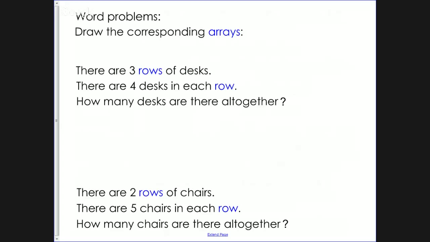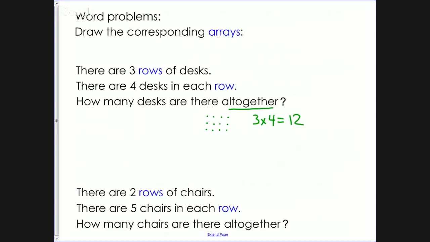So now we're going to look at some word problems and see if we can come up with the arrays to help us solve the word problems. There are 3 rows of desks. There are 4 desks in each row. So we'll do our 3 rows of desks, 4 desks in each row. That's the array that we have to help us solve that. How many desks are there altogether? So let's look at the multiplication statement that would go with that, which is 3 times 4. And if we count up the dots, we can see that there are 12 dots. So the answer would be that there are 12 desks altogether.